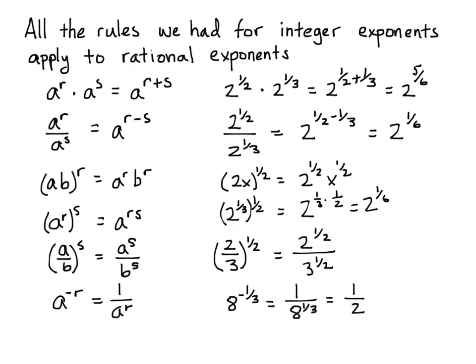And if we have negatives, it works exactly the same way, where negatives cause a reciprocal, right? If we have a to the r, a to the negative r is going to be the same thing as 1 over a to the r. If we have 8 to the negative 1/3, that's going to be the same as 1 over 8 to the 1/3, which then of course is 1/2. So the complicating factor here is that you have negative exponents now and you have fractional exponents. Negatives cause a reciprocal, and fractional exponents cause roots, okay?